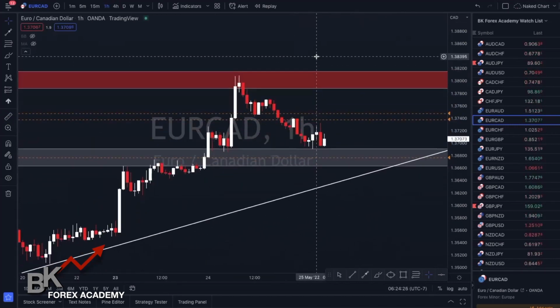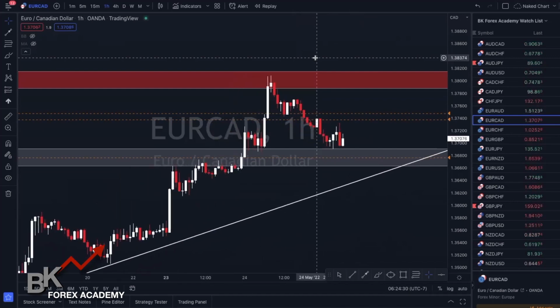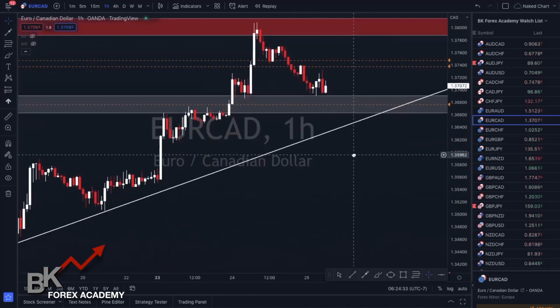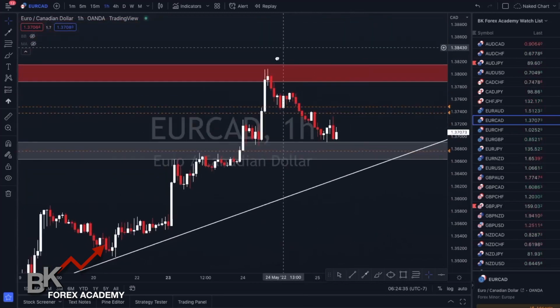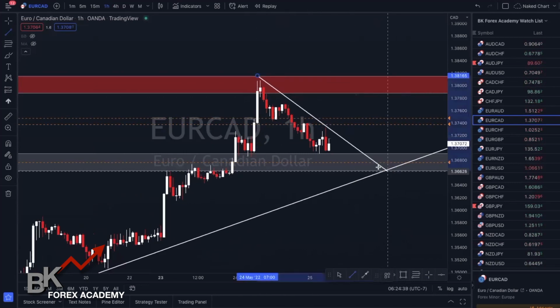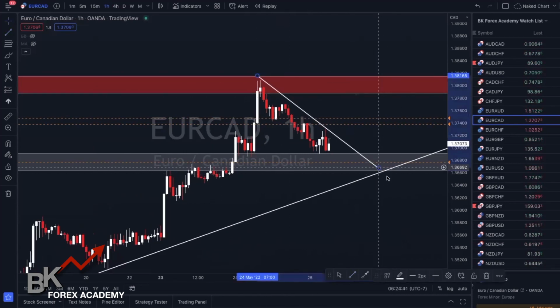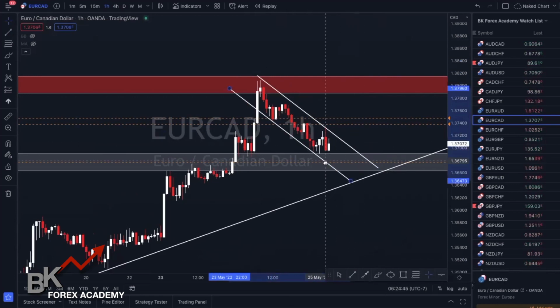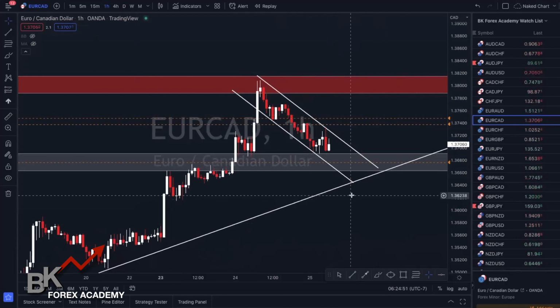As you can see from the daily, I marked my key levels, and you can also see on the 1 hour, I do have an uptrend, but I also have a downtrend within an uptrend, as you can see here. If you trade channels, you can see that I have a channel within a channel pretty much. Here's my channel within my overall channel on the 1 hour.